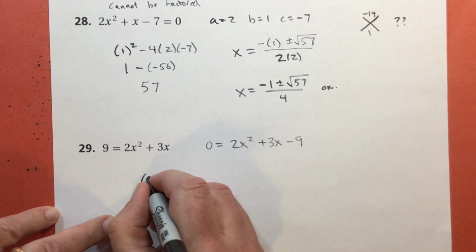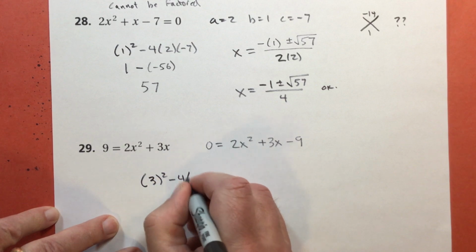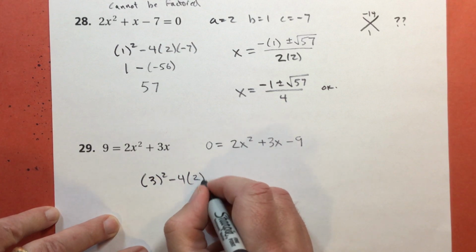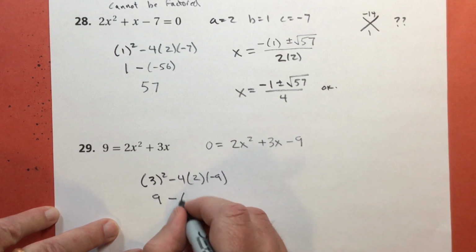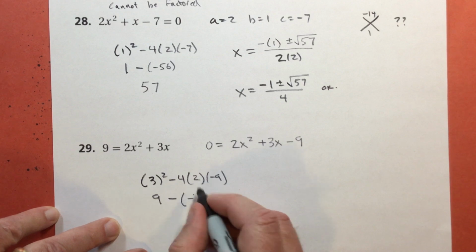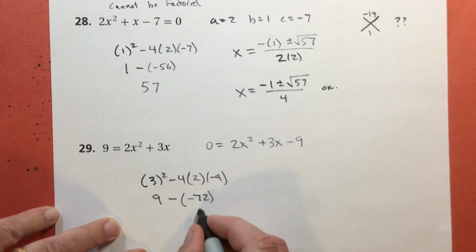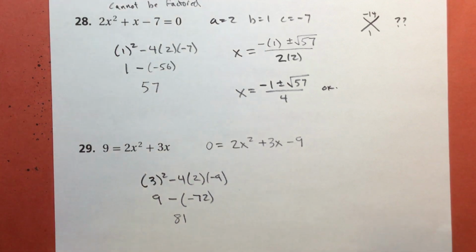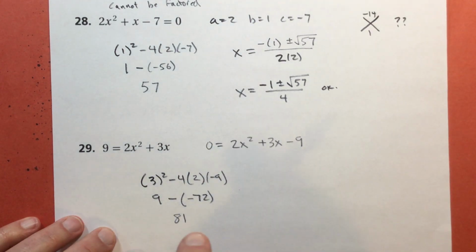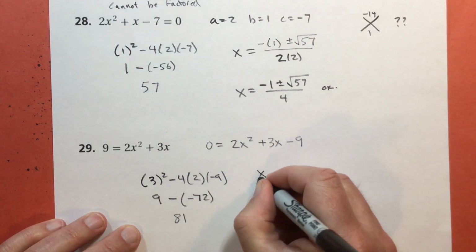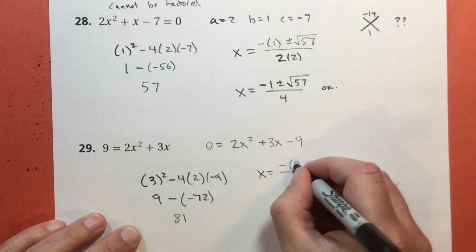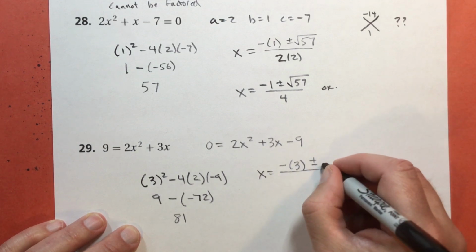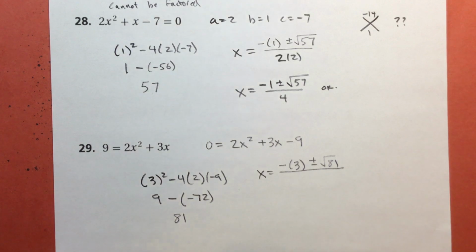I get 3 squared subtract 4 times 2 times negative 9. This is 9 subtract negative 8 times 9, which is 72, so negative 72. And 9 plus 72 is 81. Okay, so I know it could have been factored because I got a perfect square here. I get x equals the opposite of b, which is negative 3, plus or minus the square root of 81.